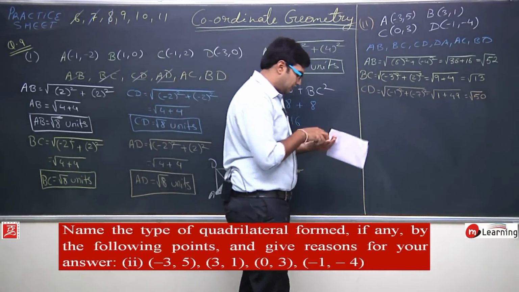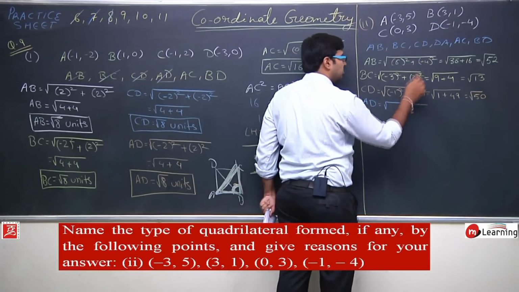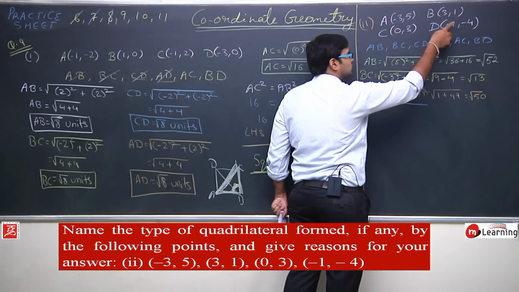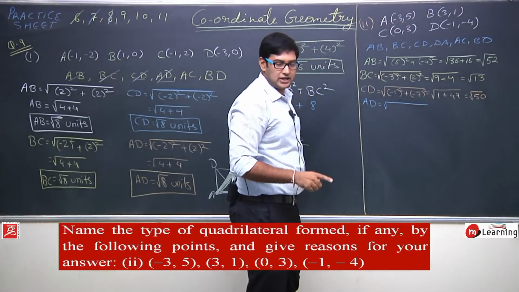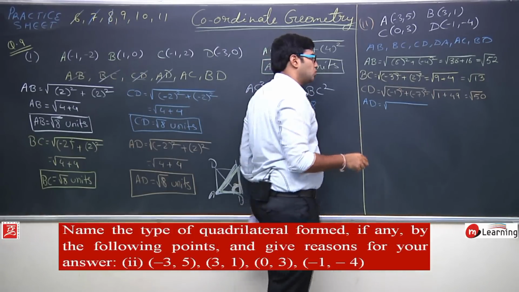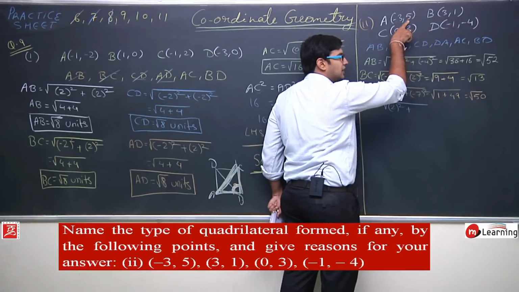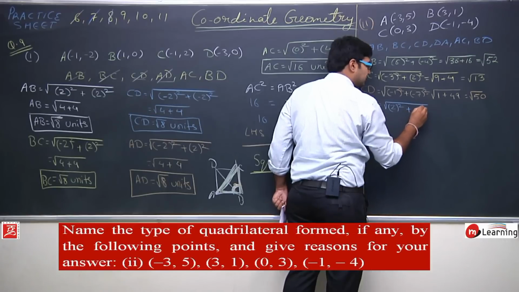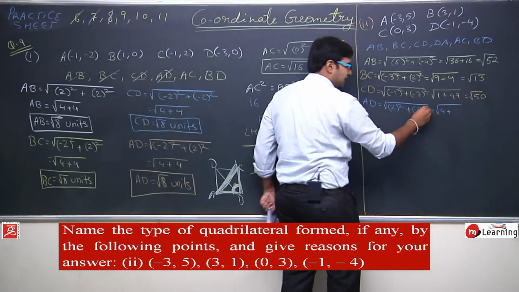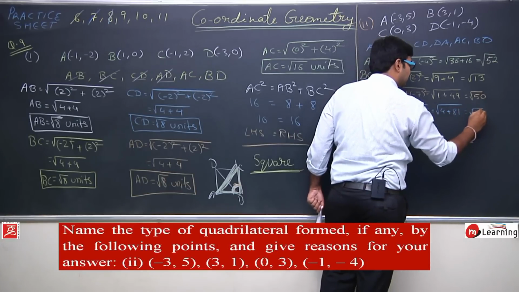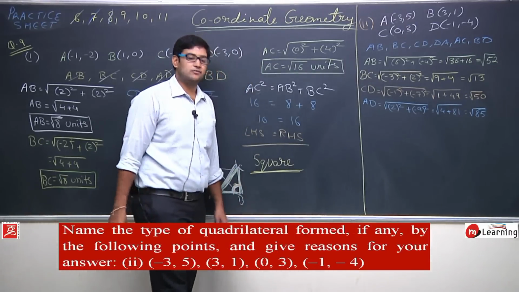Now similarly AD. The length of AD will be, with x1 y1 x2 y2, x2 minus x1, so minus 1 minus of minus 3 will become plus 3, that will be minus 1 plus 3 is 2, so it will be 2 square plus y2 minus y1, so minus 4 minus 5 will give you minus 9 whole square. This is equals to 2 square is 4 plus 9 square is 81, and it will give you root 85. Okay, this will give you root 85.